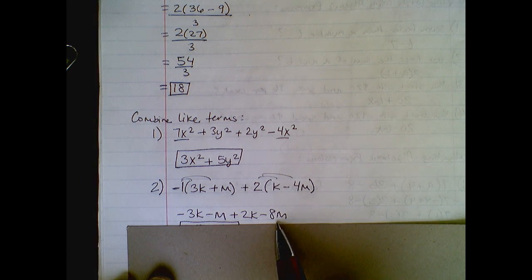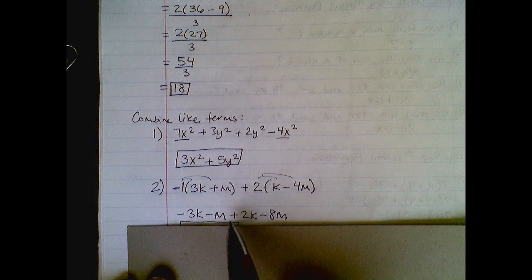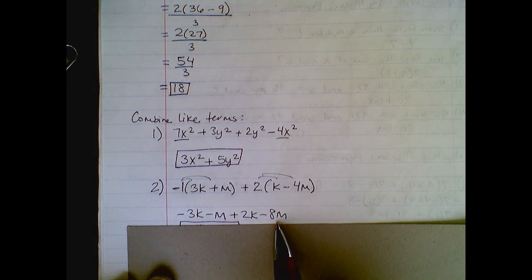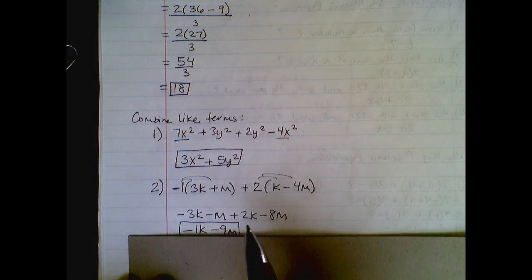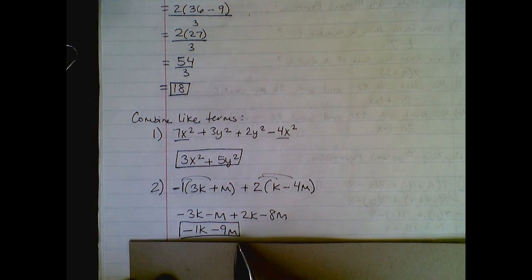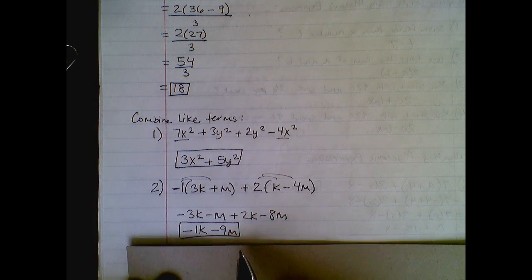Then from here we combine our like terms. It doesn't matter which ones we start with, the k's or the m's. So negative 3k plus 2k is negative 1k. And then negative 1m minus 8m is negative 9m. And we just put those next to each other. They're not like terms, so we can't simplify this problem any further.